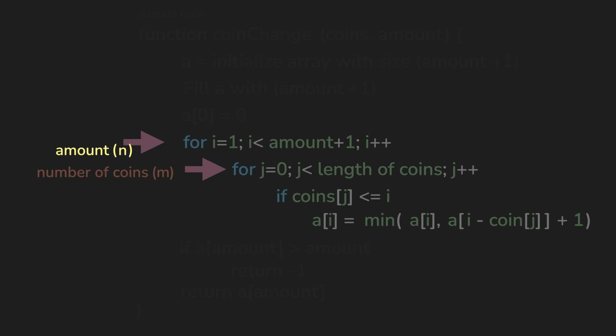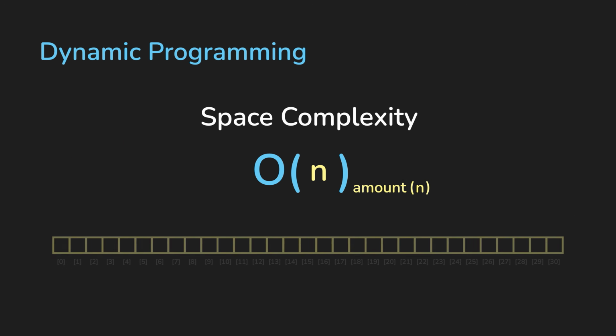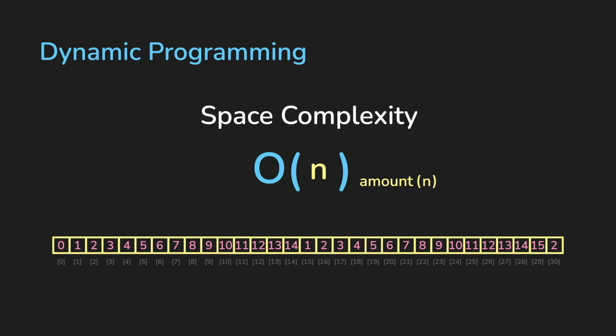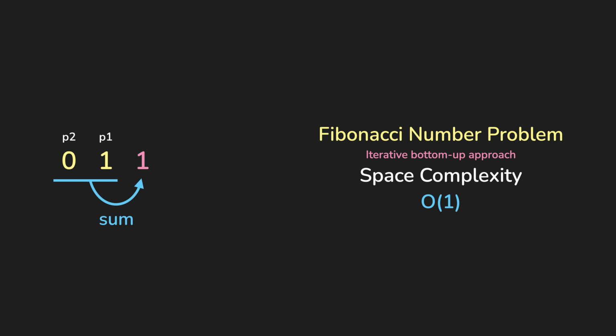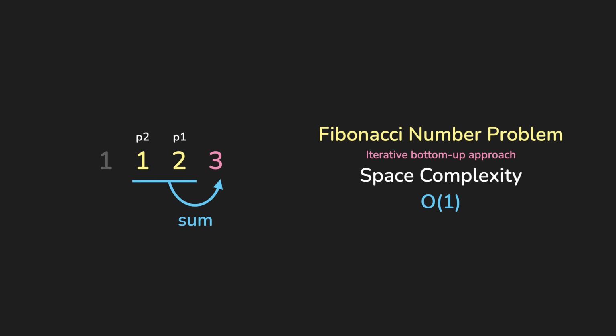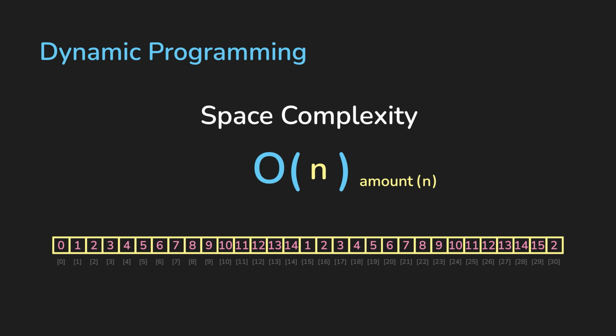Unlike the Fibonacci number approach, we need to store the results for each amount because we need to look up the previous indices. For the Fibonacci number problem, we only had to check the previous two values. That's why we could just use two variables instead of a whole array. However, in the coin change problem, we don't know which index we would need in the future, so we need to hold on to all of them. That's why the space complexity is O of n, where n is the amount.